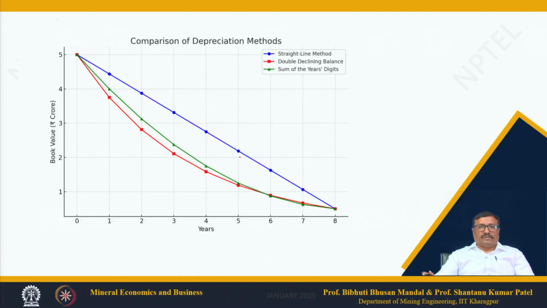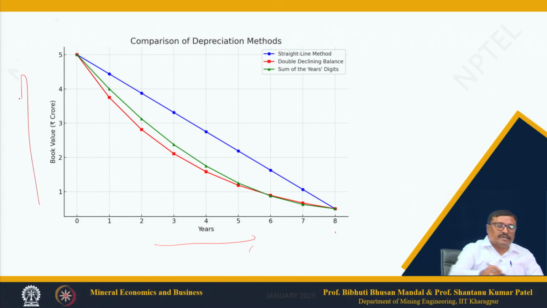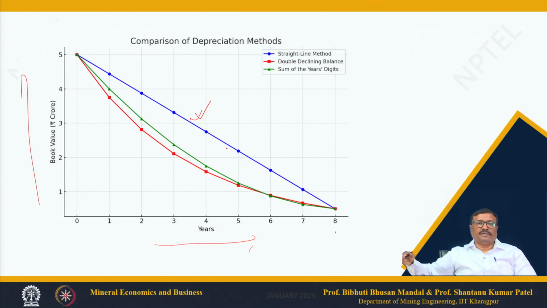Let us now plot all the values that we got over the years up to 8, and the book value on this side. First one is the straight line method. As you can see, every year it is falling by the same amount, and that is why the book value plotted is simply linear. It is linearly depreciating.